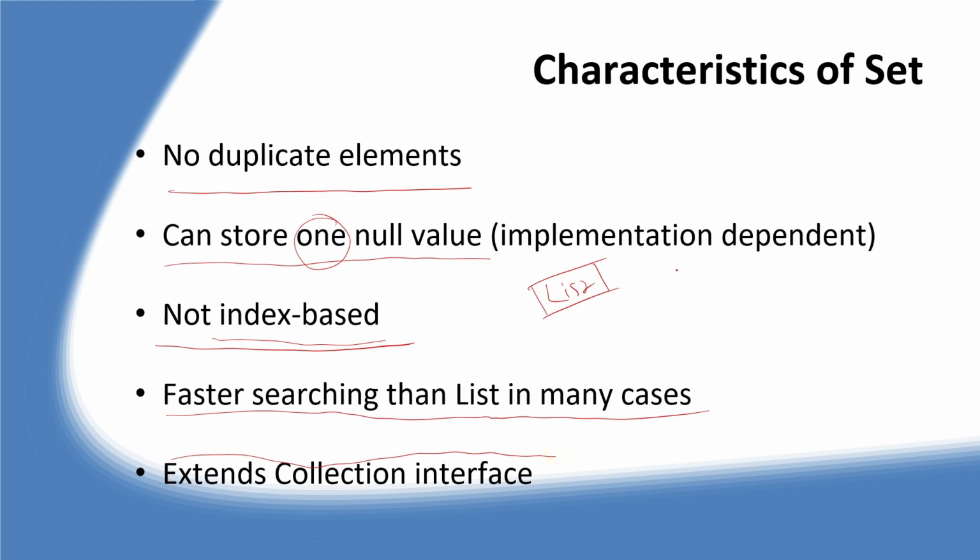And it extends the Collection interface. Just now we have seen in the hierarchy Iterable, then Collection, then we have three interfaces: List, Set, and Queue. So Set extends the Collection interface. If you keep the hierarchy in mind, you can understand the properties: Set does not allow duplicate elements, it does not support index based operations, and it can store only one null value. So these are the characteristics of Set.